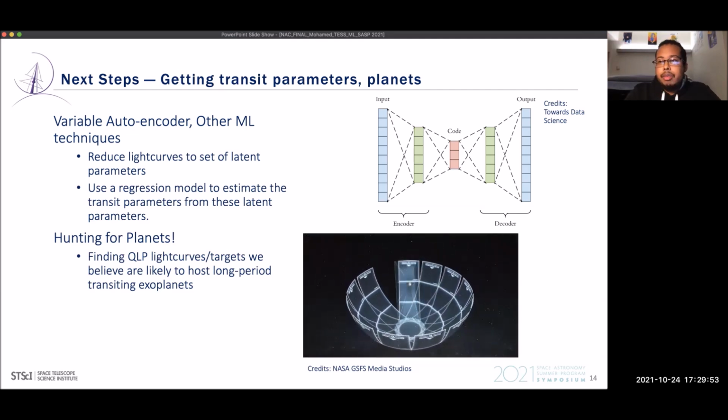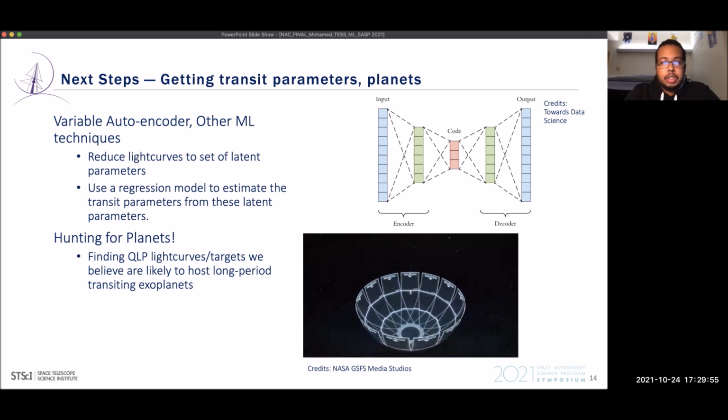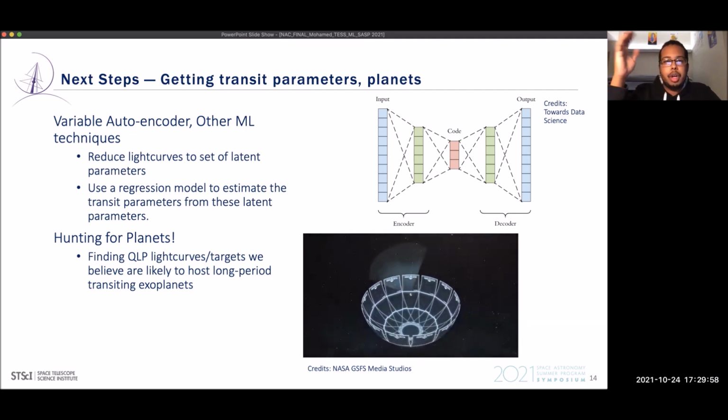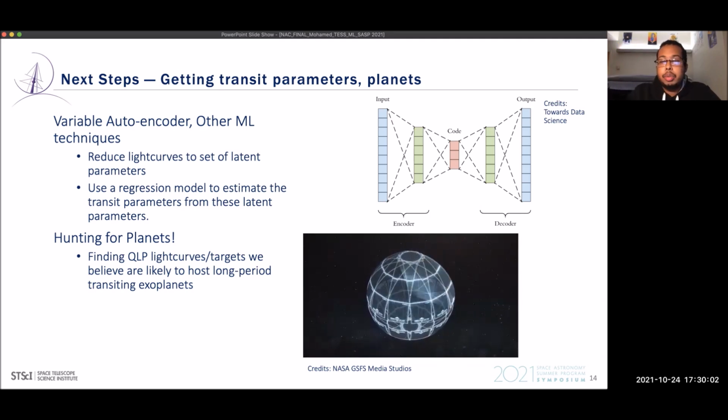And then from there, our final goal in the future of this project is to hunt for planets, hunt for those long period transiting exoplanets that are present in the TESS QLP light curves.